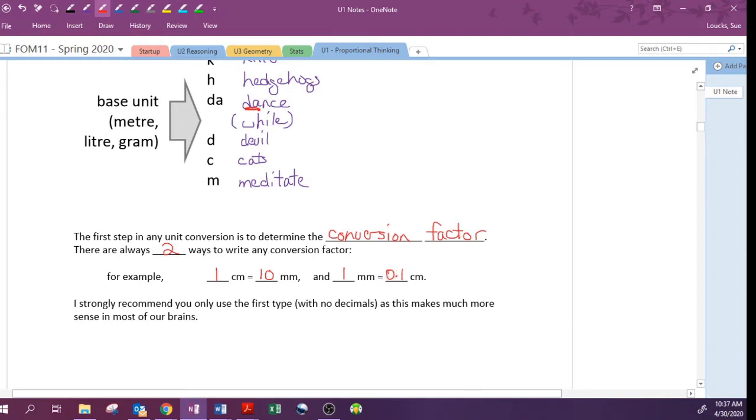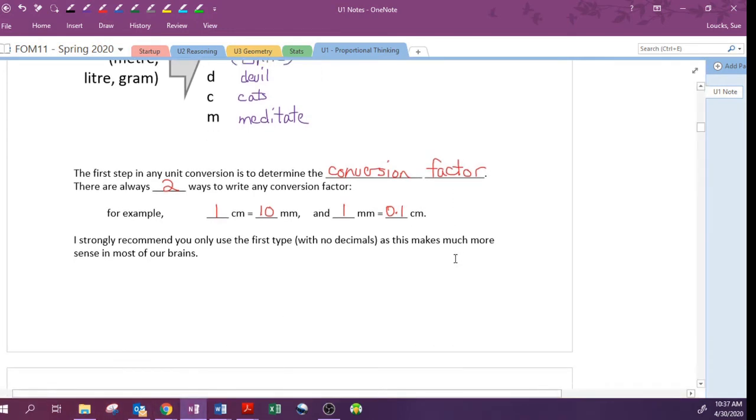And you can use either of them, but you know my motto, be smart about your lazy. The first one's easier. Our brain works better with whole numbers or integers than it does with decimals. It just does. Okay, so make it easy. Go with the first kind, where you've got one of something equals a larger number of something else.